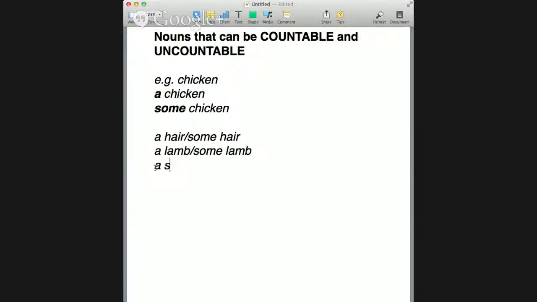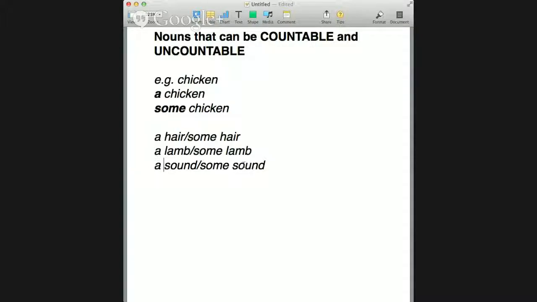Raphael says sound. A sound, some sound. Works perfectly. Can you explain the difference, Raphael? When we refer to a sound, we refer to a particular sound. We can refer to a single sound. When you know some sound, I don't know. It's something like... Yeah. I don't know. I even tried to explain.